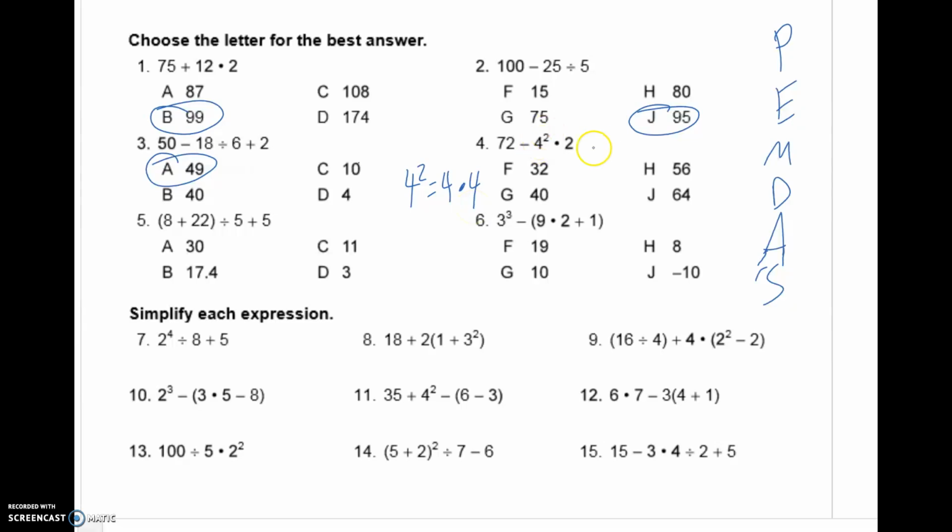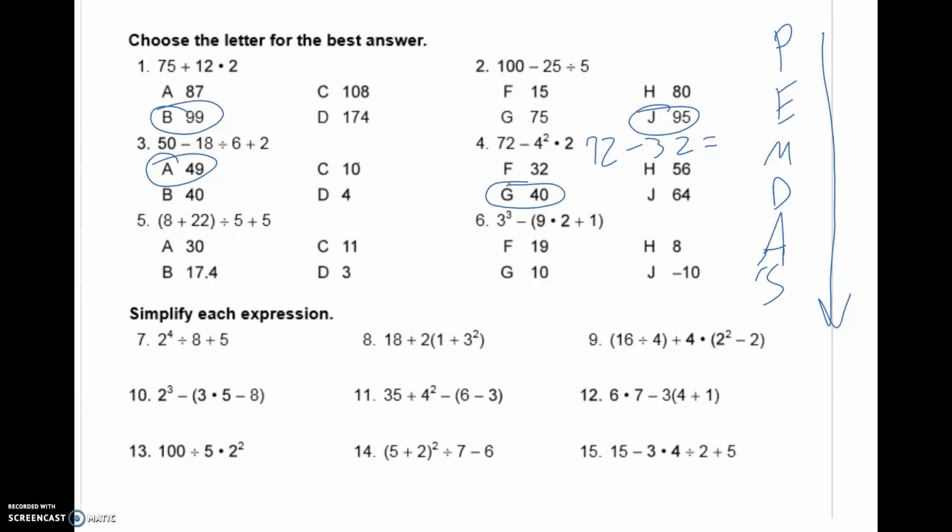So we would rewrite this: 72 minus 16 times 2. Okay? Do we do subtraction or multiplication first? Well, let's keep following our order down here. After exponents comes multiplication. There's no division to worry about, so we multiply 16 times 2, which gives us 32. Okay, so I'm going to rewrite this. 72 minus 32, and that gives us 40. All right.